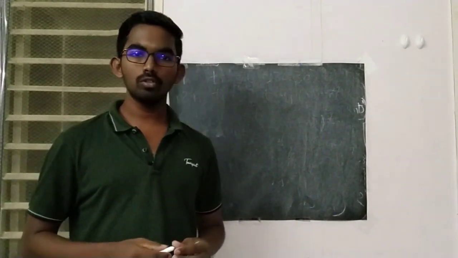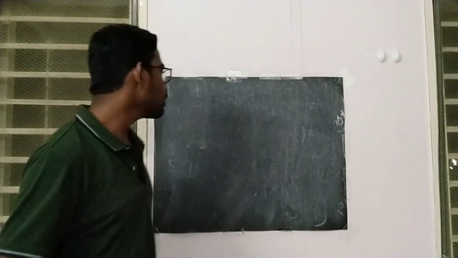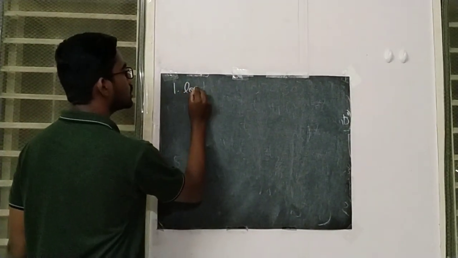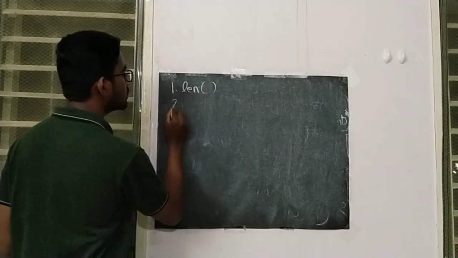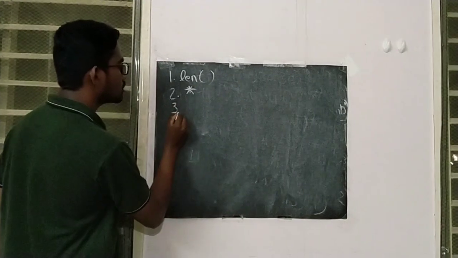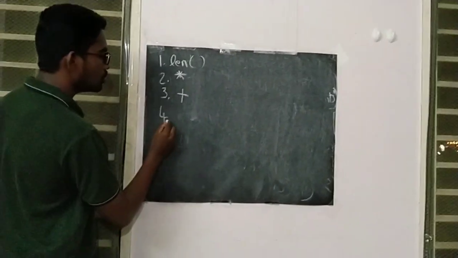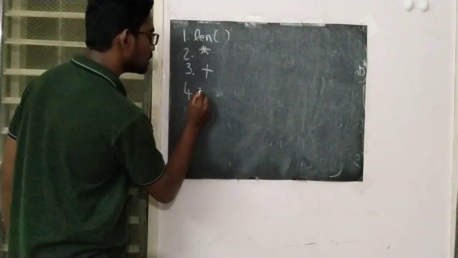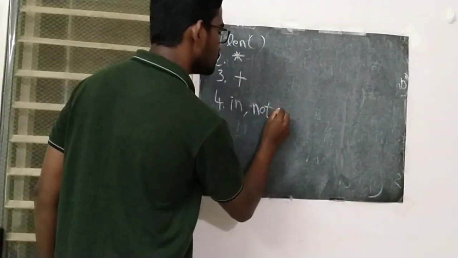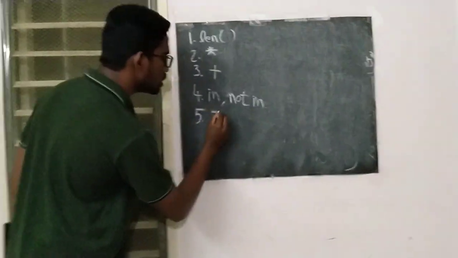But we can perform 5 basic operations on tuples. So let us see one by one with the help of examples. First one, length function. Second one, repetition operator. Third one, concatenation operator plus. Fourth one, membership operator, in and not in. Next, fifth one, iteration operation.